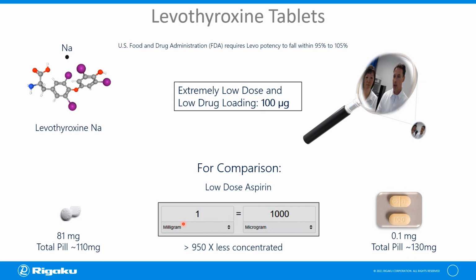The actual tablet weight is very small as well. In comparison to the aspirin, this is about 950 times less concentrated, and that's already a very small aspirin pill. In other words, there's a very small amount of levothyroxine in that pill. The dose is only 100 micrograms, but the pill also has a lot of other stuff in there, so getting that 100 micrograms in each pill is a challenge.